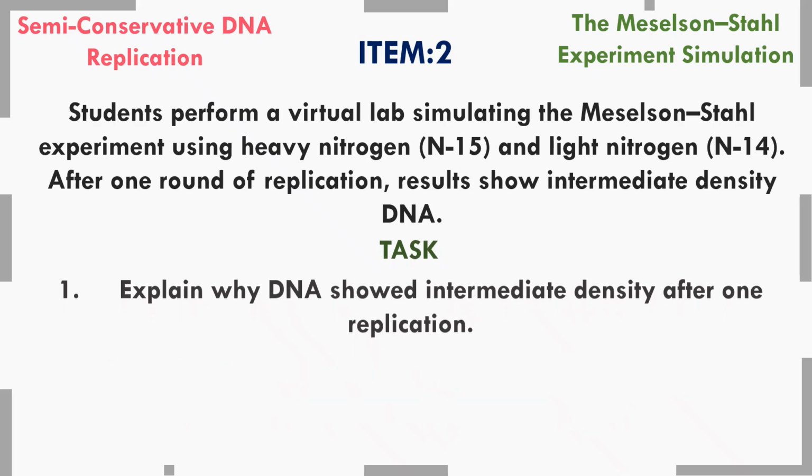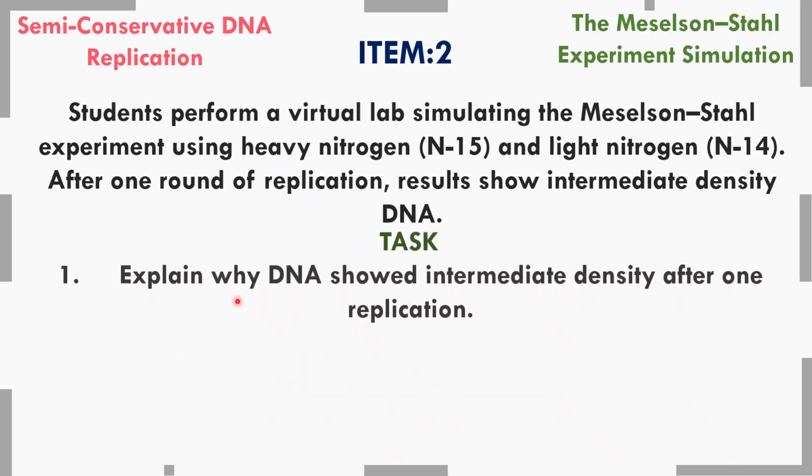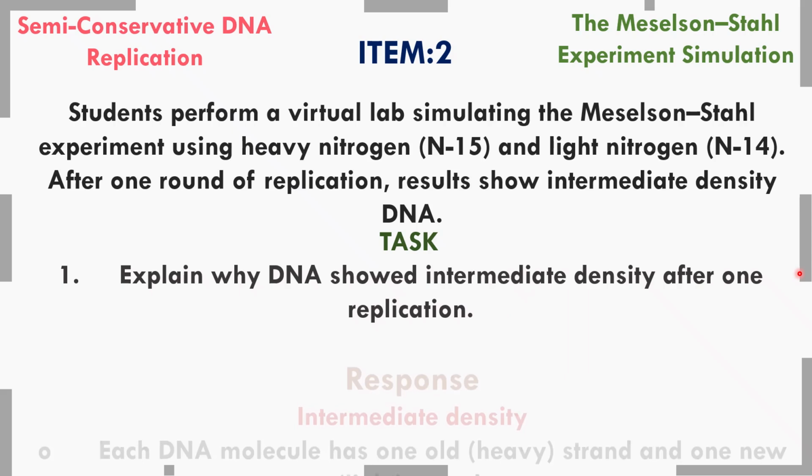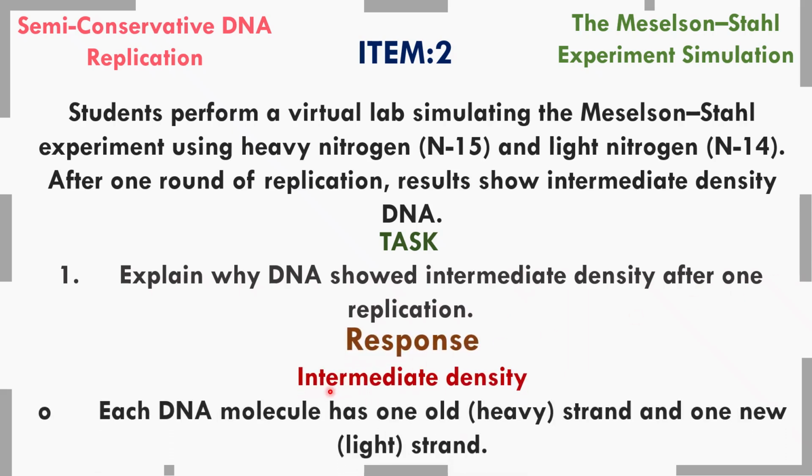Let's start with explain why DNA showed intermediate density after one replication. Intermediate density was because each DNA molecule has one old heavy strand and one new light strand.